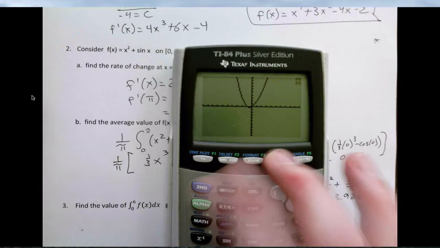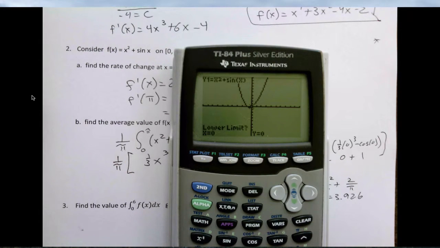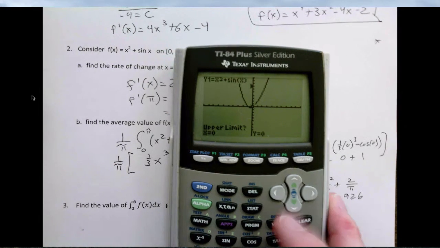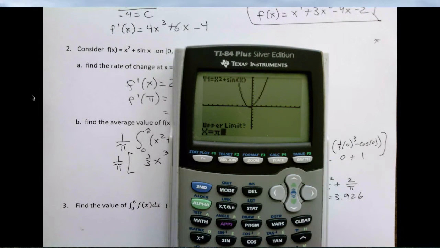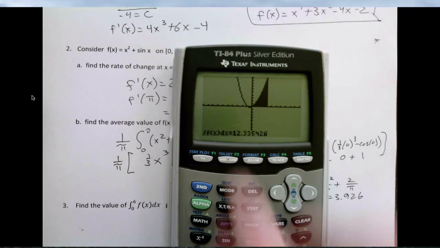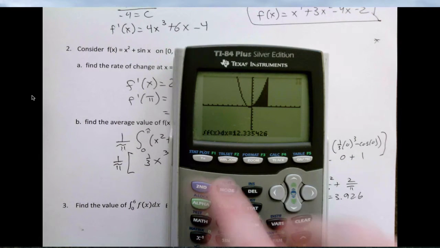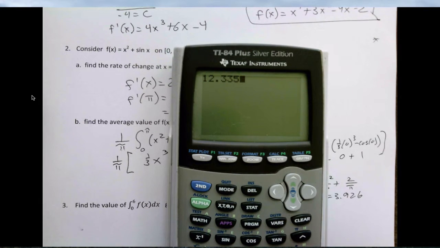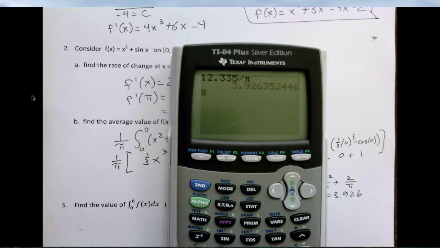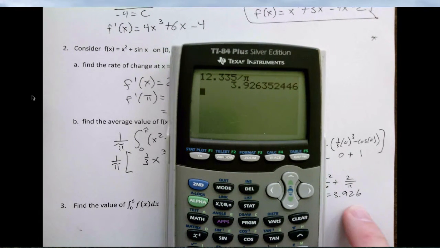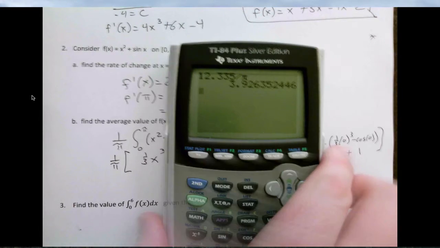Okay, from here, I can calculate my area, my integral, 0, enter, and we're going to pi. Okay, so I have 12.335. If I take 12.335 and divide by its width, 3.926. Got it. Exact same answer.